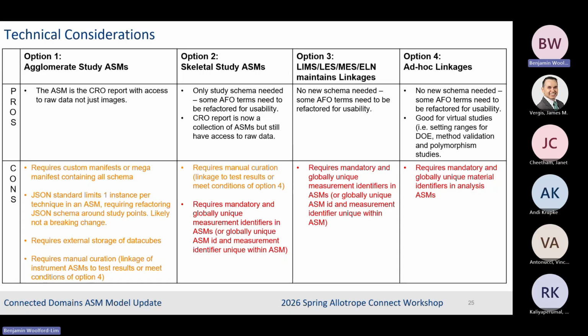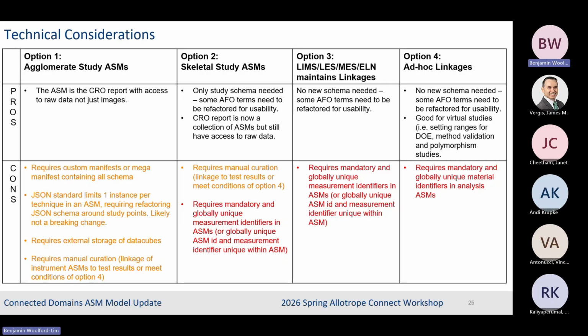And you definitely have to move the raw data out, and somebody then has to move that data into the ASM, whether you've done it automatically, but probably there's some manual curation. For skeletal ASMs, it's sort of the same thing. You have to do the manual linkages, but here too, we haven't required that you have the unique measurement ID, so it's going to be very difficult to have unambiguous linkages.